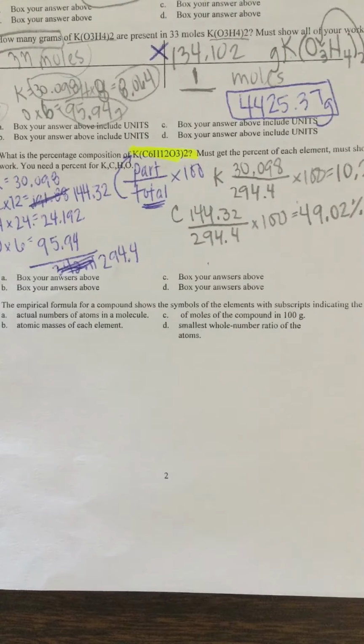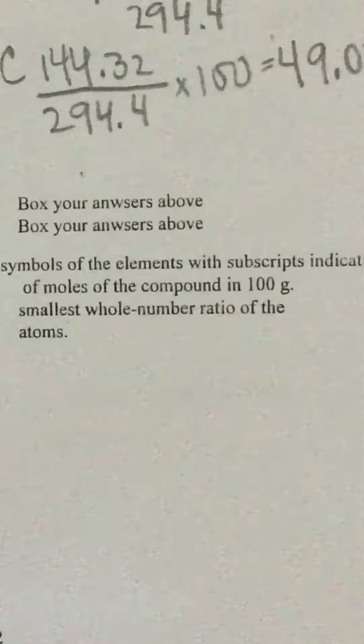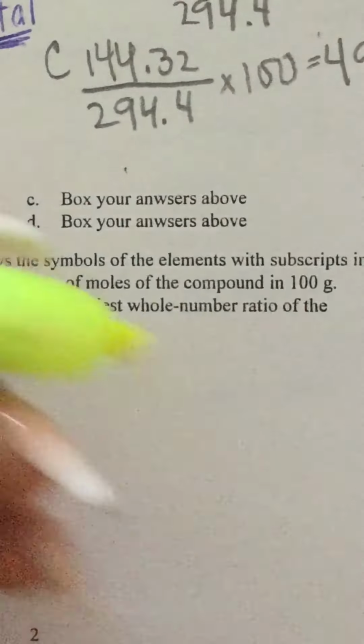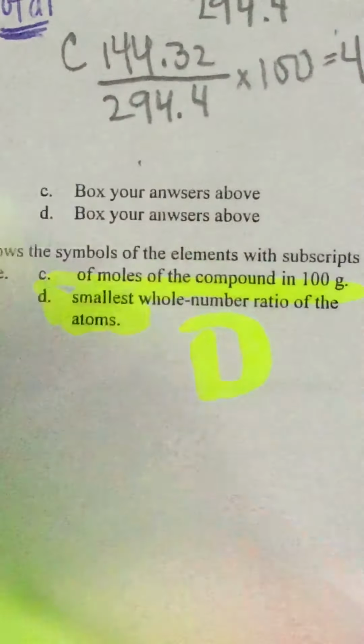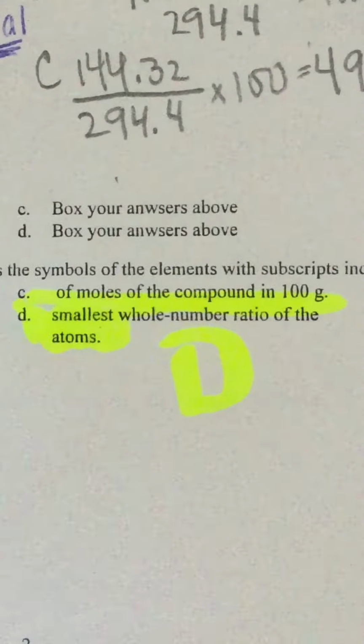On number 7. The empirical formula for a compound shows the symbols of elements with subscripts indicating the what? The correct answer is D, smallest whole number ratio. Okay, the smallest whole number. The empirical always looks reduced. Looks like it cannot be reduced any further. Okay, let's jump to the back.